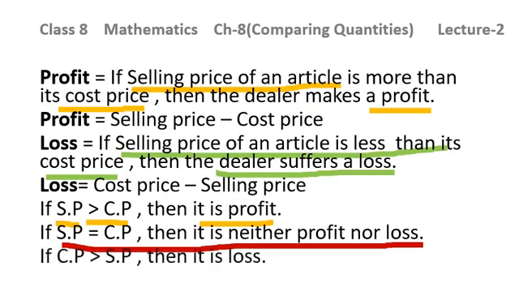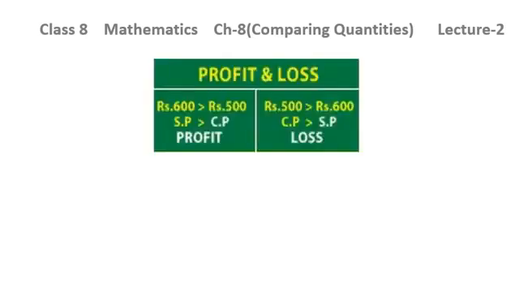Then if CP, that is cost price, is greater than SP, that is selling price, then it is a loss. So if SP is greater than CP, then it is profit. If SP is equal to CP, then it is neither profit nor loss. If CP is greater than SP, then it is loss. Now from this, profit and loss will be clear to you.